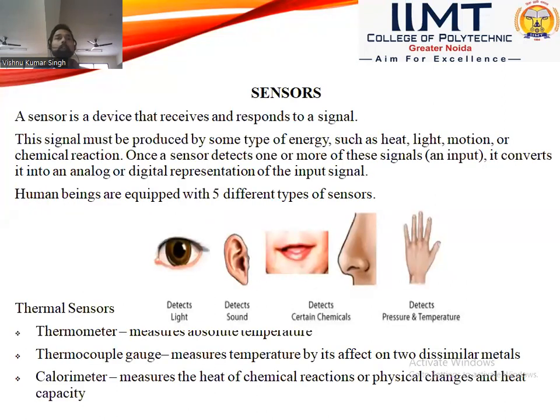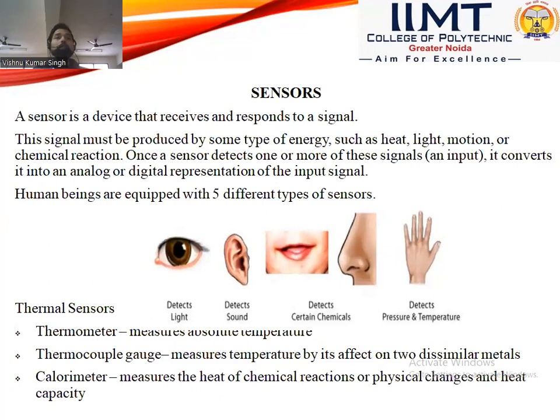Now let us see how we can define sensors. A sensor is a device that receives and responds to a signal. This signal must be produced by some type of energy such as heat, light, motion or chemical reaction. Once a sensor detects one or more of these signals as an input, it converts it into an analog or digital representation of the input signal.